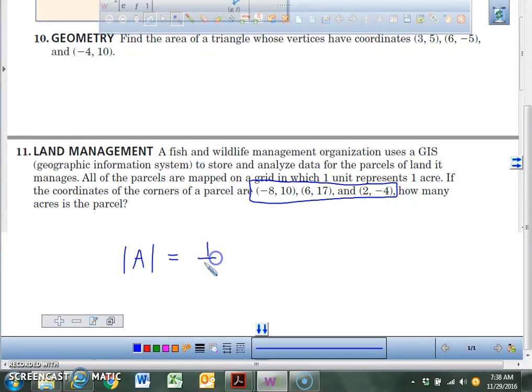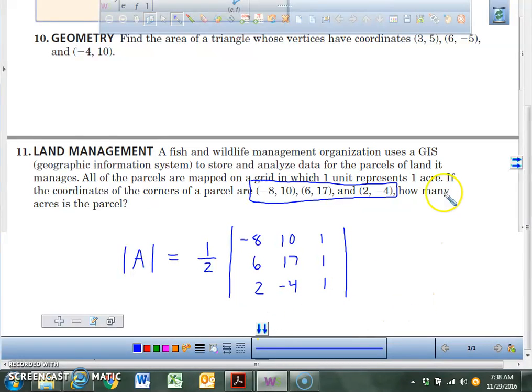The absolute value of the area of the triangle is going to be 1/2 times a certain determinant. Now, Nick, how are we going to set this up using this set of ordered pairs? What's going to be in my first row? -8, 10, 1. Second row? 6, 17, 1. And last row? 2, -4, 1. So basically, you just take these ordered pairs and set them over each other with a 1.